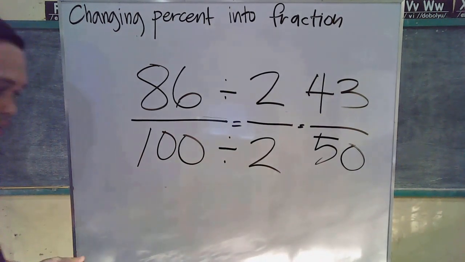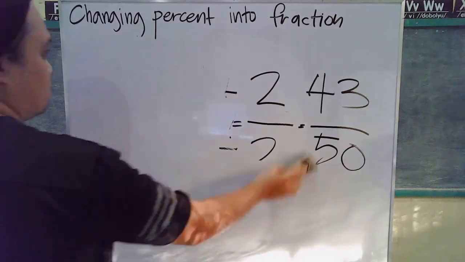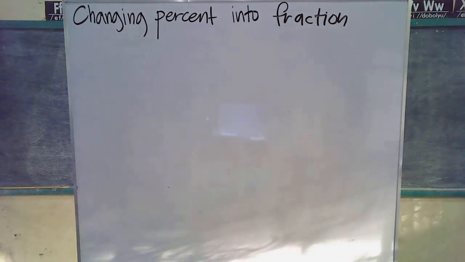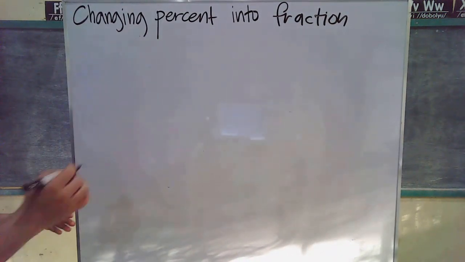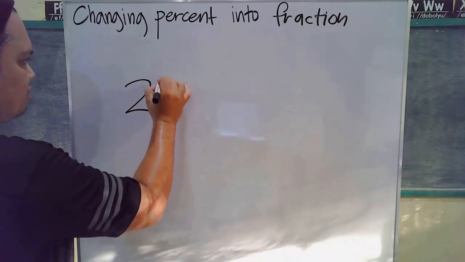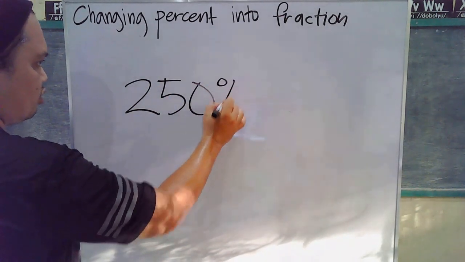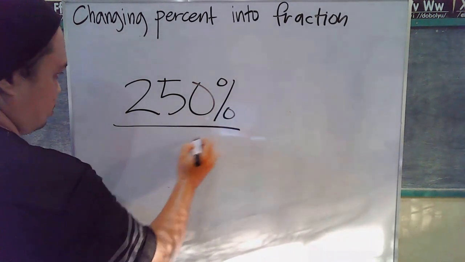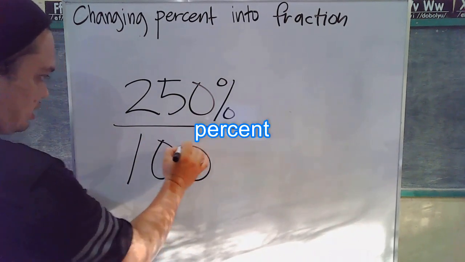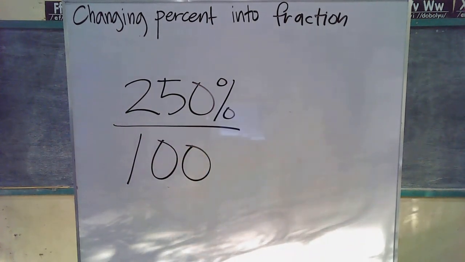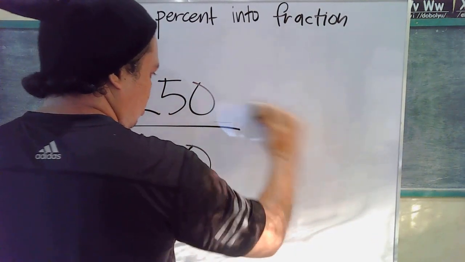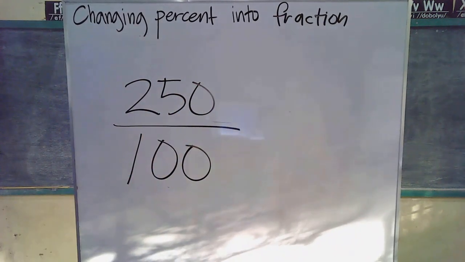So let's have some more examples of changing percent into fraction. Let's have 250%. How about if we have 250%? With the same method, to change percent into fraction, just change them into lowest term because every percent has a denominator of 100. So if we're going to erase this percent sign or symbol, we have 250 over 100.